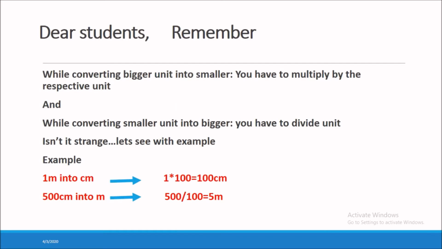Another important point here: while converting a big unit into a small unit, suppose meter into centimeter, we have to multiply. While converting a small unit into a big unit, suppose centimeter into kilometer, we will divide. Here two examples have been given for you. 1 meter into centimeter, so 1 multiplied by 100, and 500 centimeter into meter. Centimeter is smaller than meter, so we will divide 500 by 100.